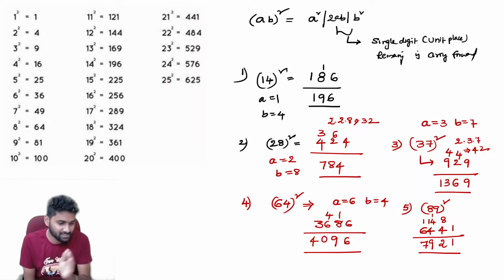Now are you clear with this approach? For (a b) square, we have to consider the order: a square, 2ab, b square.